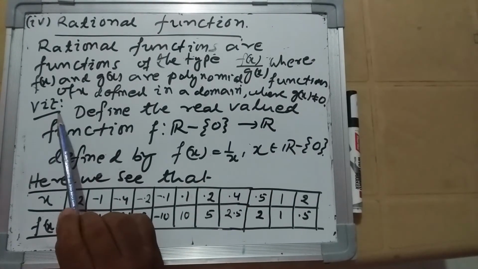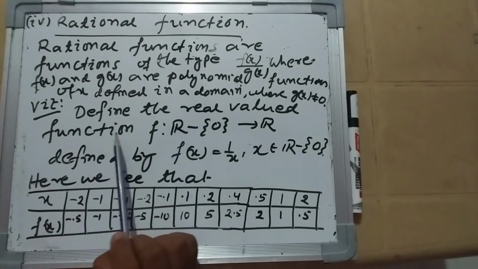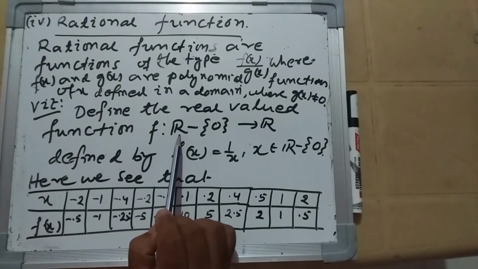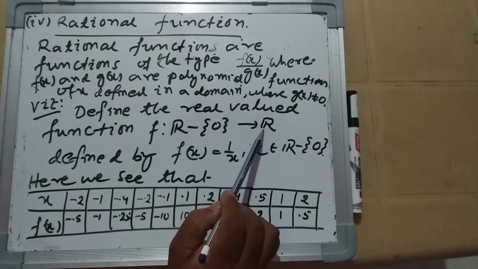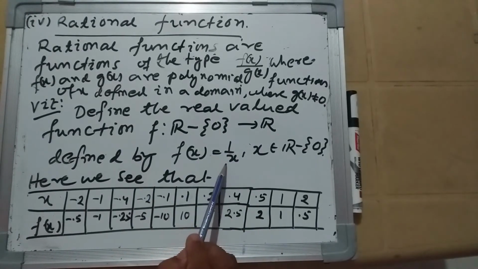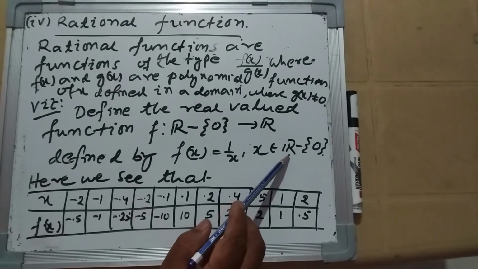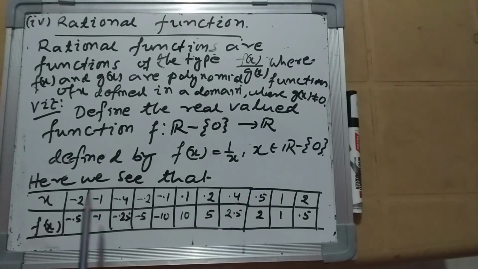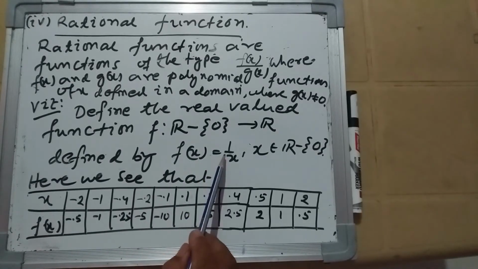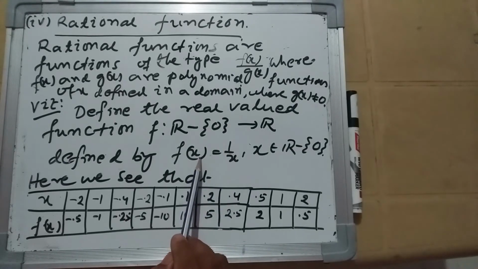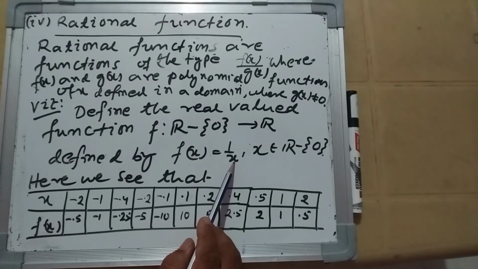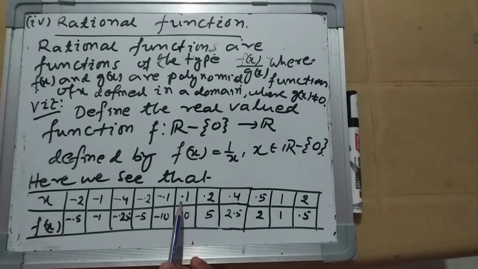Come to an example. Define the real valued function f that maps from the real set minus 0 to the real set, defined by f of x equal to 1 by x, where x is an element of R minus 0. Here we see that we have x and f of x. If we put x here, 1 by x, my f of x is obtained. The x should not be 0.